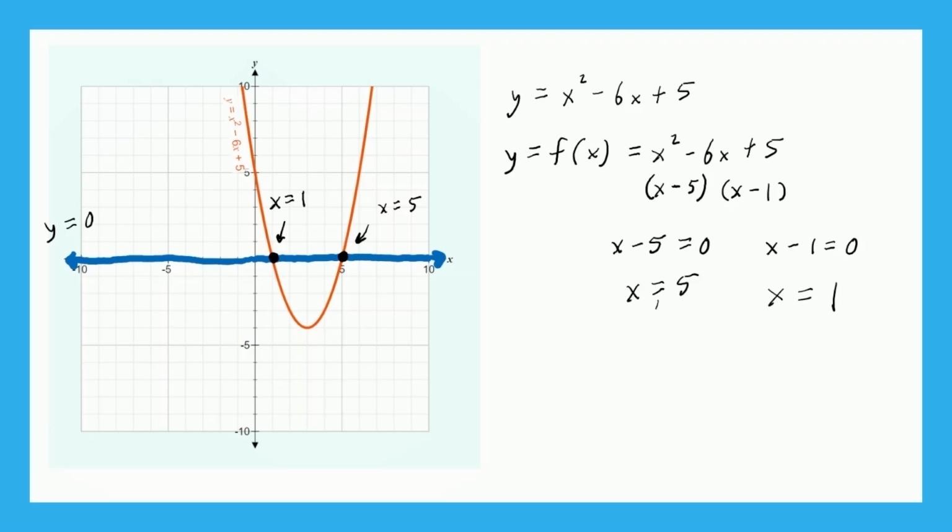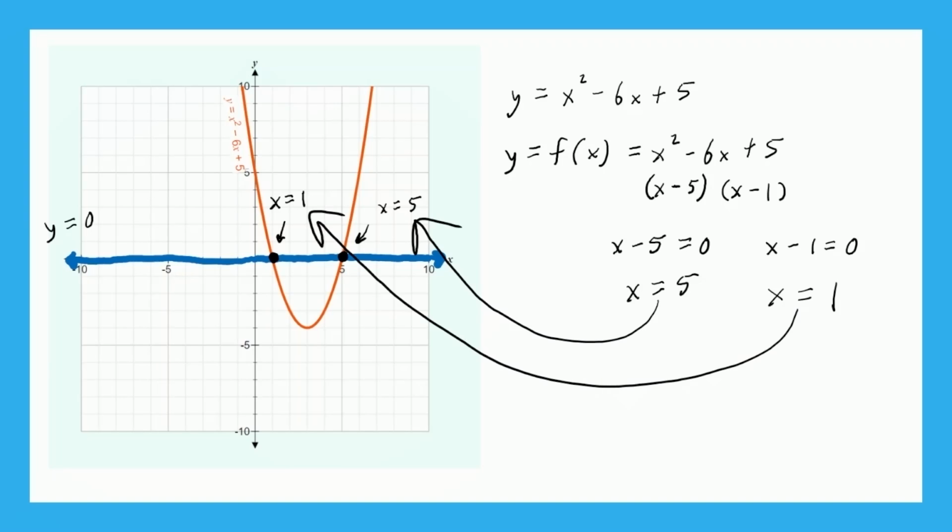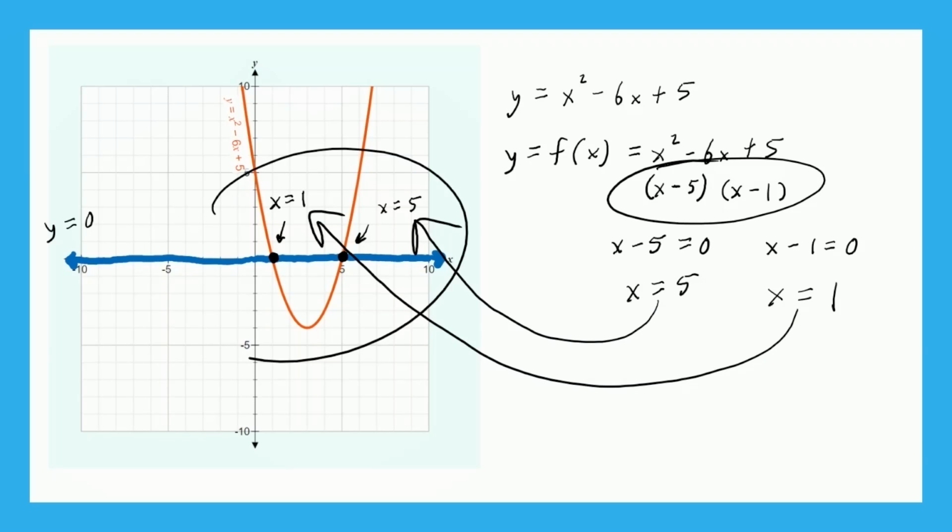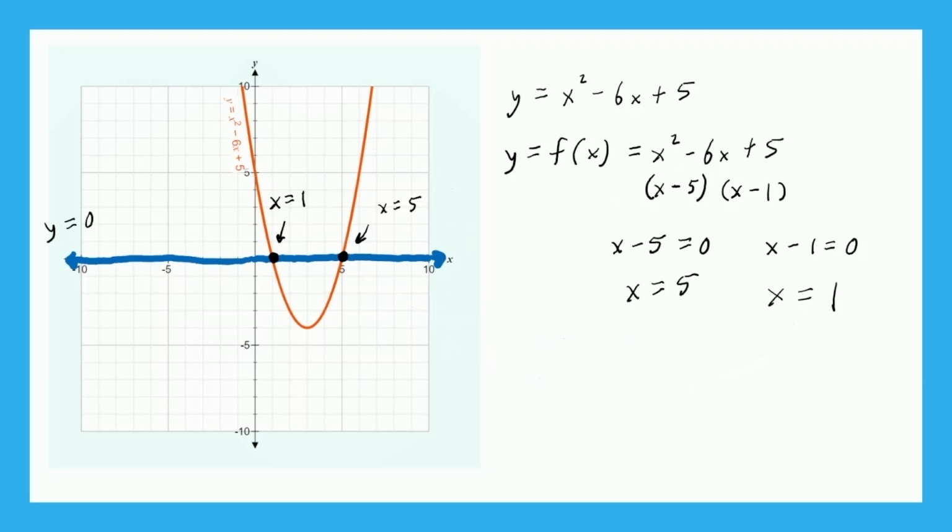Now look at that. x equals 5. Good to go. x equals 1. Good to go. So when we have a polynomial in factored form like this, finding the zeros is just about as easy as finding the zeros when we have a graph. All you need to do is set each factor equal to 0 and then solve for x. So let's do a couple more examples where we need to find the zeros of a factored polynomial.